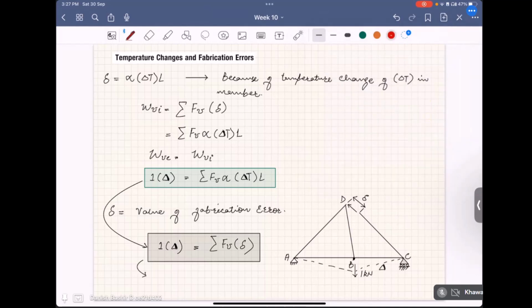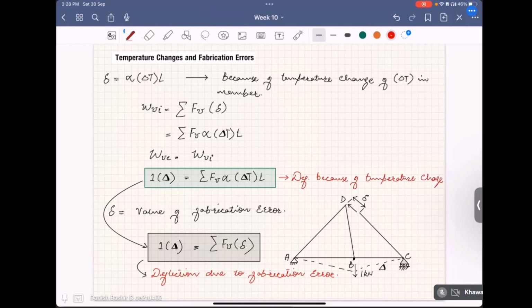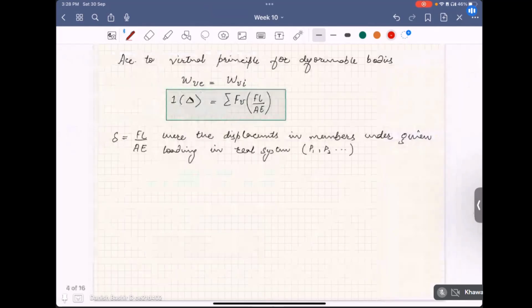This is deflection due to fabrication error. This is deflection because of temperature change. Okay. So these two things are clear to you.